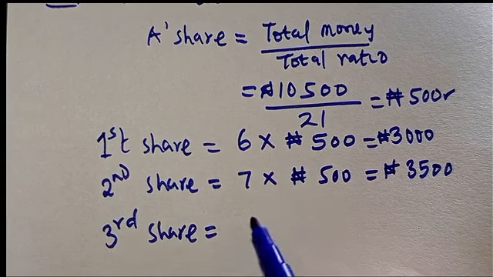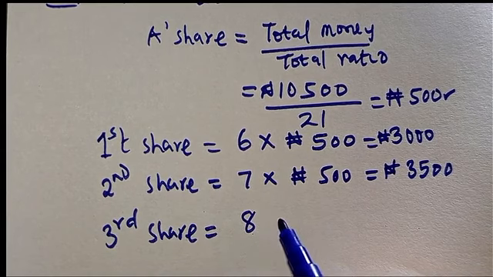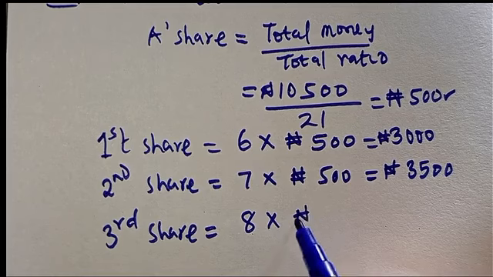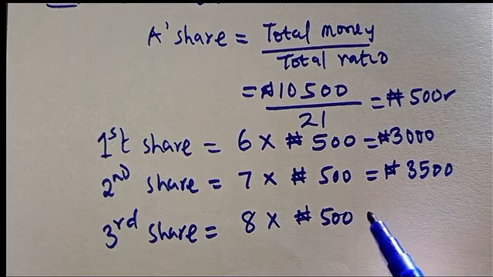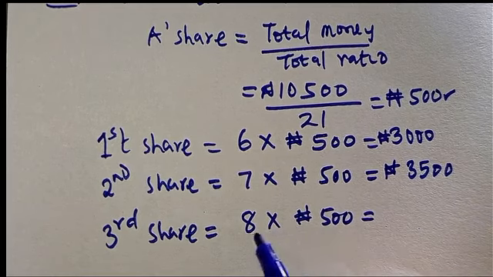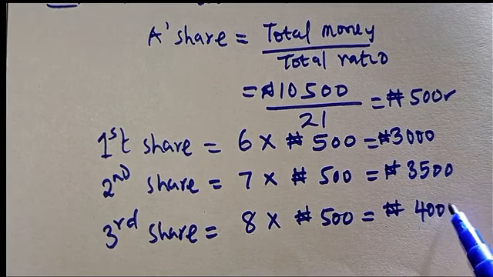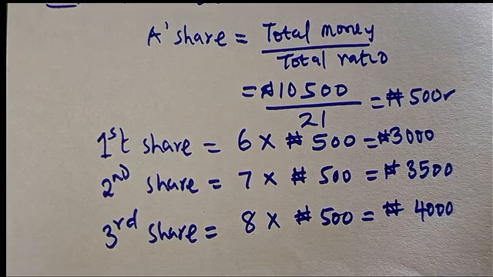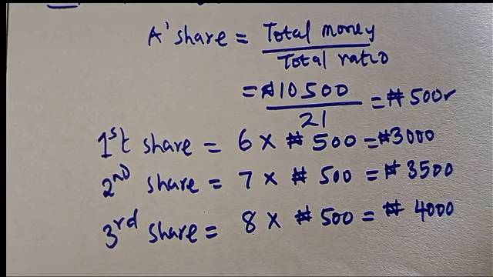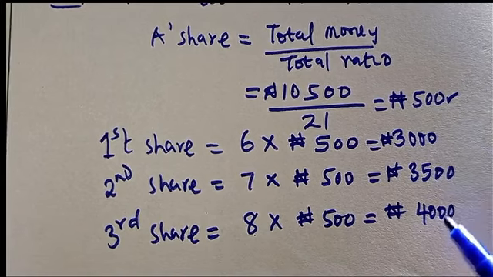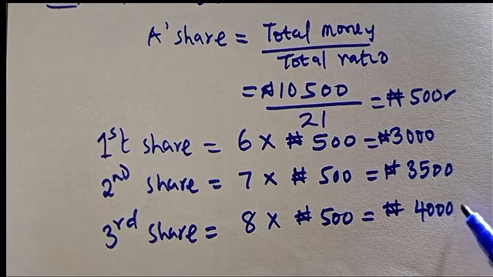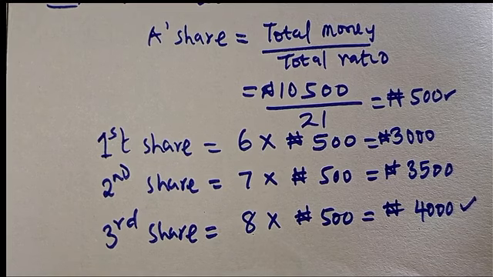Then the third share is going to be picking the 8 times 500 naira. So this is going to be 8 times 500 naira, that's going to give us 4,000 naira. So these are the possible shares we have. Now we are going to look at which of these is the largest. We can see that 4,000 is the largest.